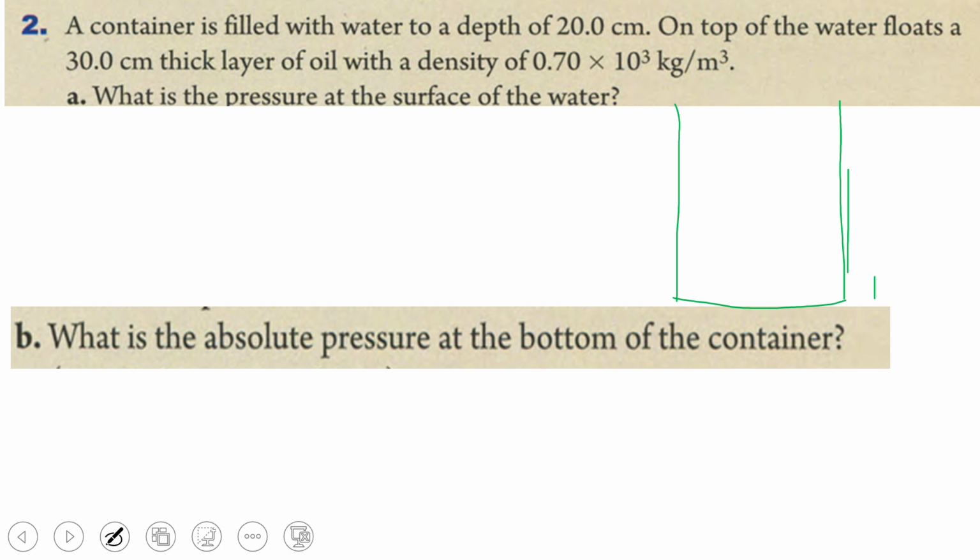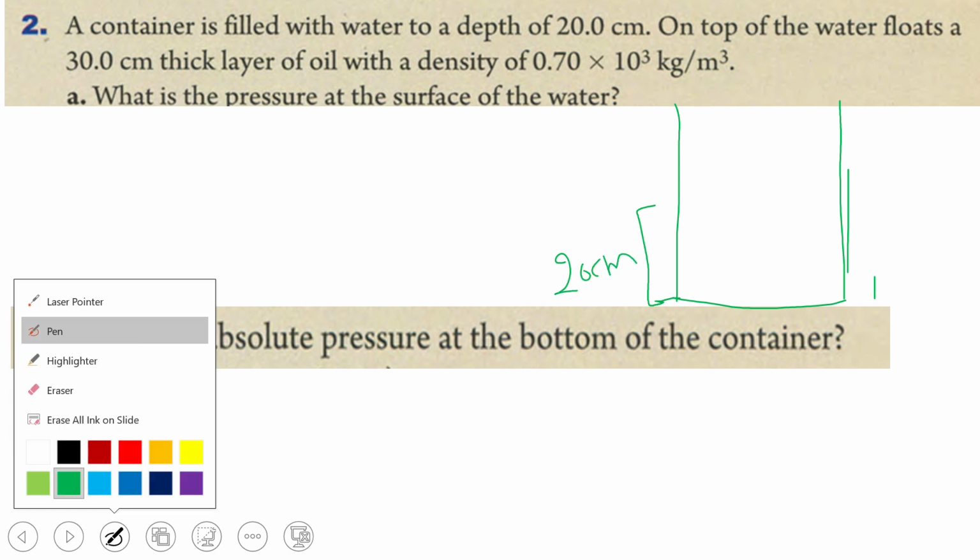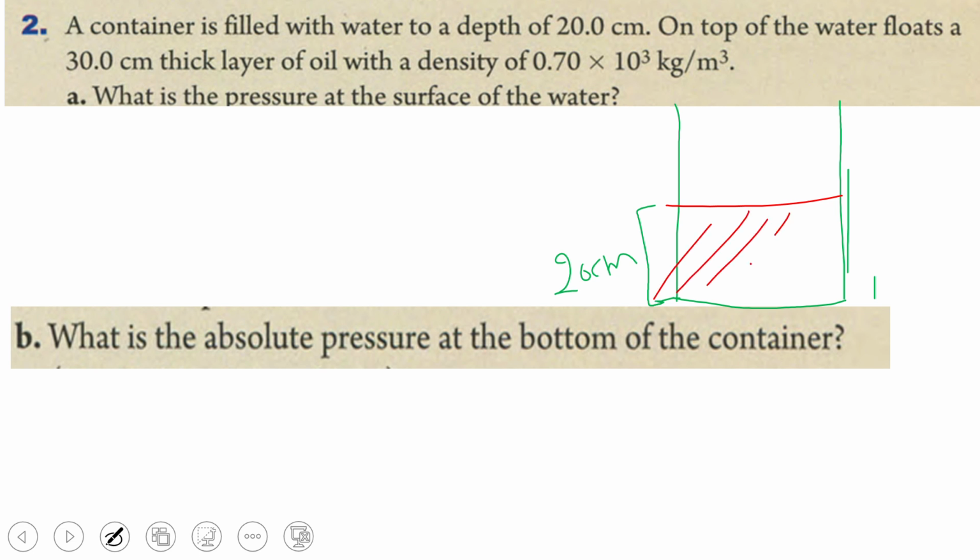First, the container is filled with water to a depth of 20 centimeter from the bottom in here. So this distance, all of it, is water, 20 centimeter. On the top of the water floats a 30 centimeter thick layer of oil. On the top of the water, so we know this is the water.